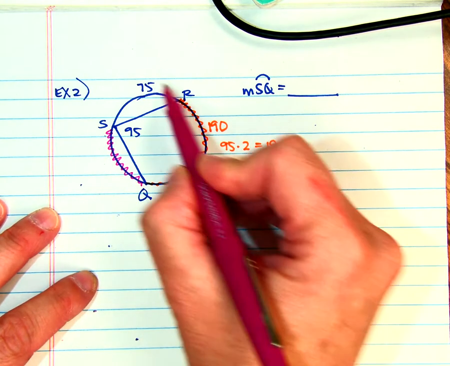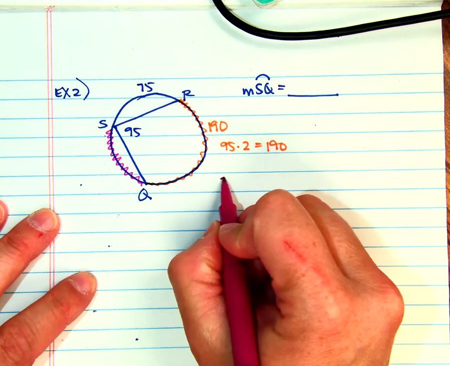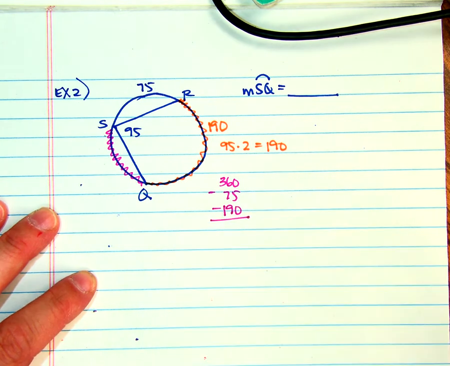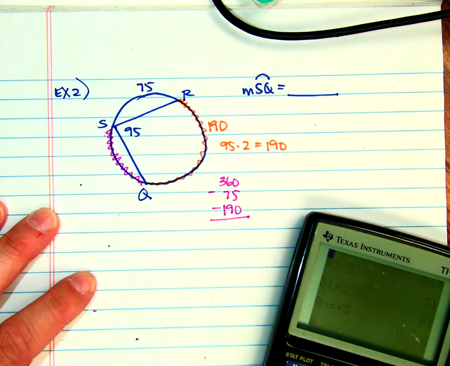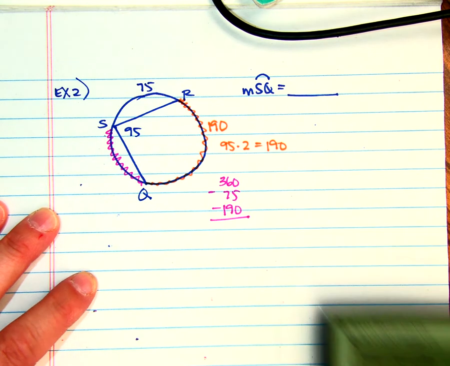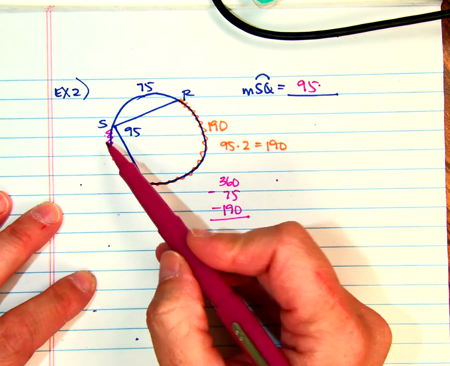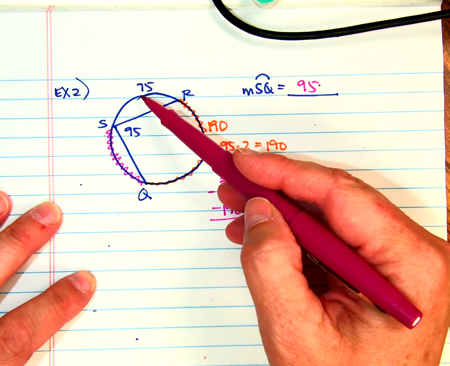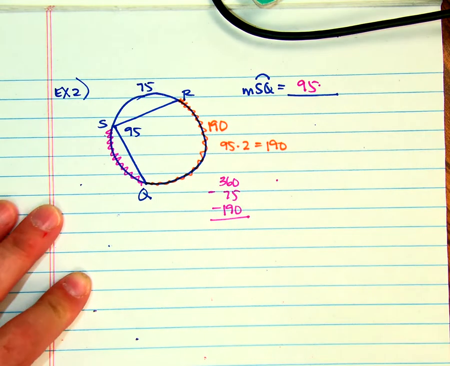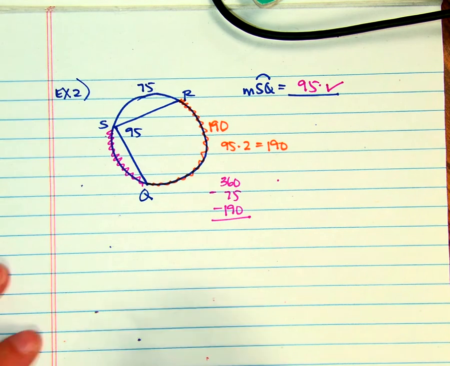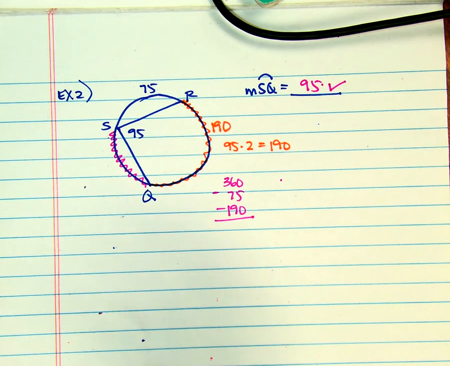But I know all the arcs have to add up to 360. So I'm going to do 360 minus 75 and then minus another 190. 360 minus 75 minus 190 gives me 95. So that gives me 95, quick check. So 95 plus 75 plus 190 does give me 360. So that checks. And let's see the last example for this section.